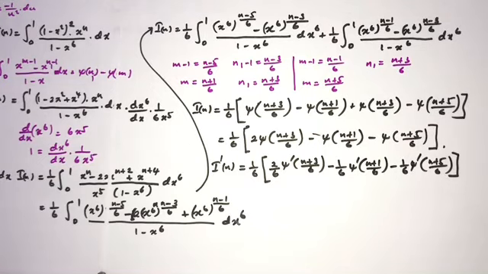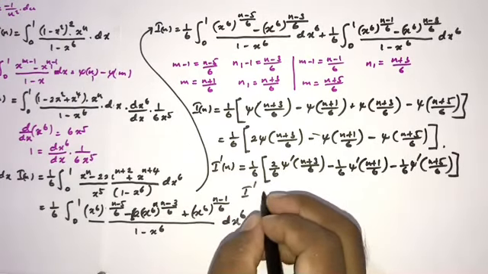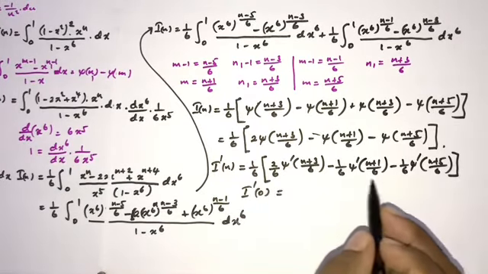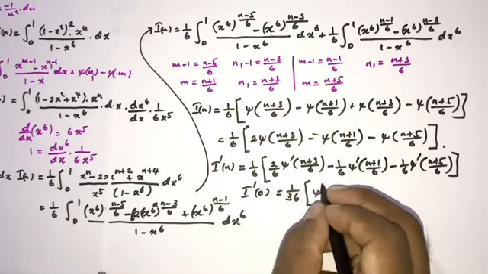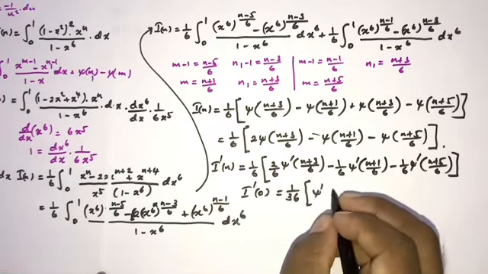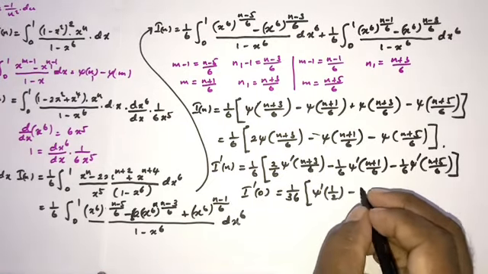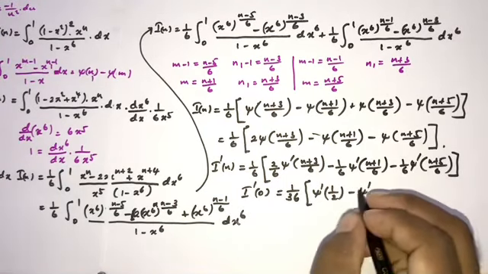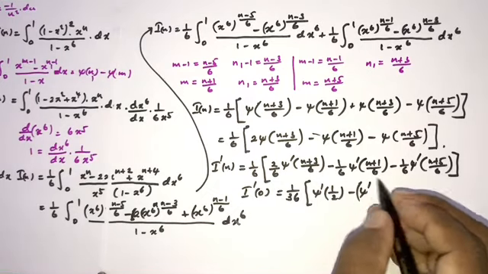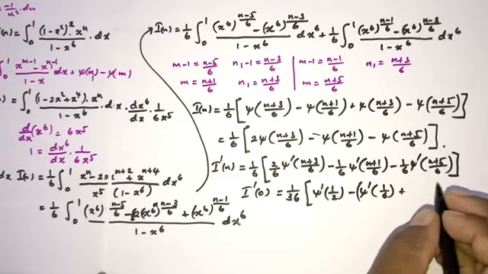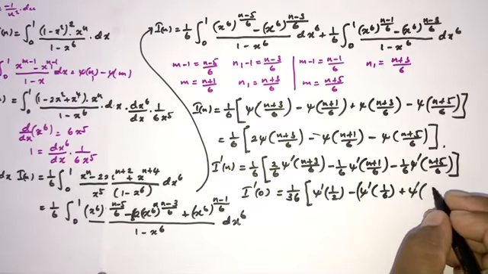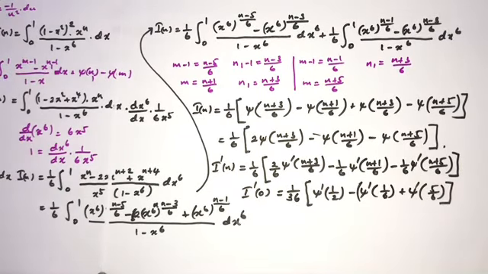Okay, then we need I dash of 0, so I dash of 0 is equal to, here we can take 1 over 6 as a common factor, so 1 over 36, and here we have trigamma of 3 over 6, we know 1 half, and here trigamma of 1 over 6, and I'm going to take the minus sign as a common factor, then here we know plus trigamma of 5 over 6.